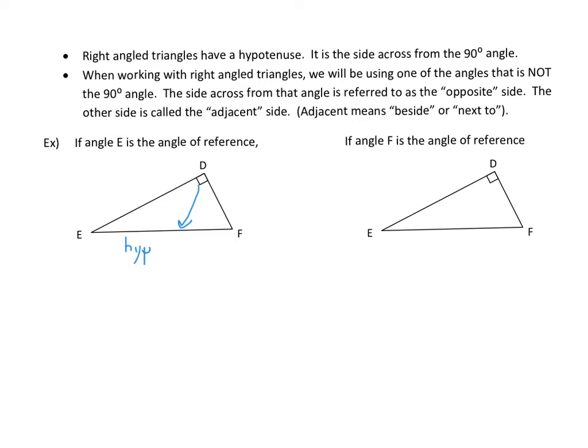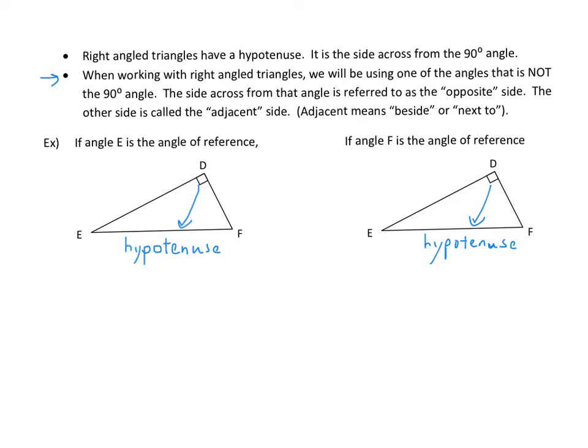So I'm just going to write that in here, hypotenuse. And likewise, I've got the same diagram over here. That automatically makes side EF in this diagram as well the hypotenuse. Now the new part, something we didn't talk about before the break, is that when we are working with right-angled triangles, we'll be using one of the angles that's not the 90-degree angle as our angle of reference.